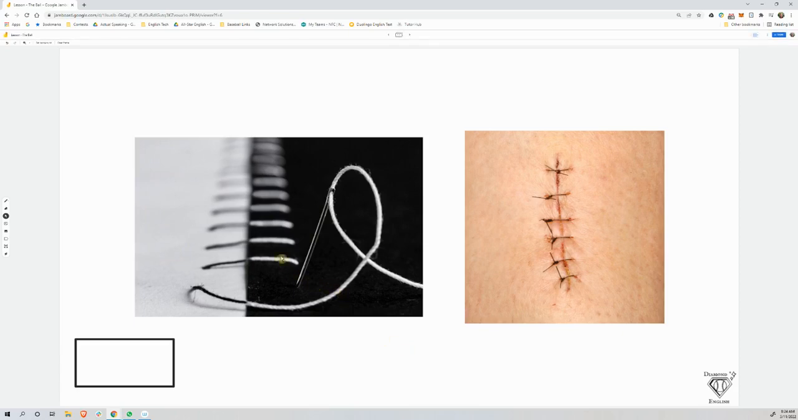Here we have stitches for clothes. 1, 2, 3, 4, 5, 6, 7, 8 stitches here. We have black and white. All right. And again, one seam. One seam in the middle.